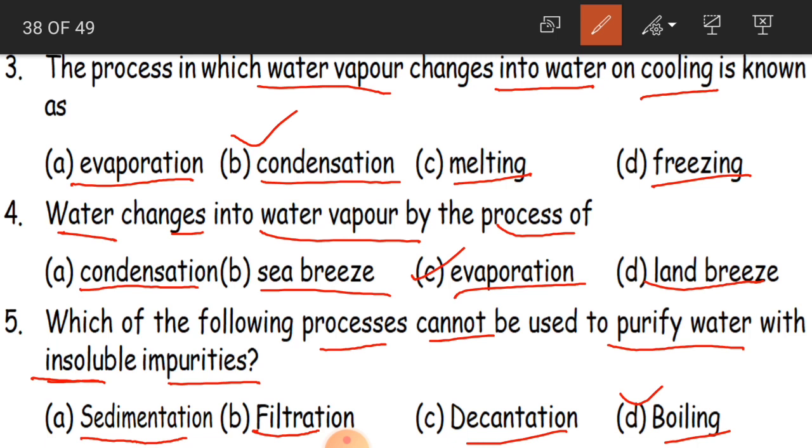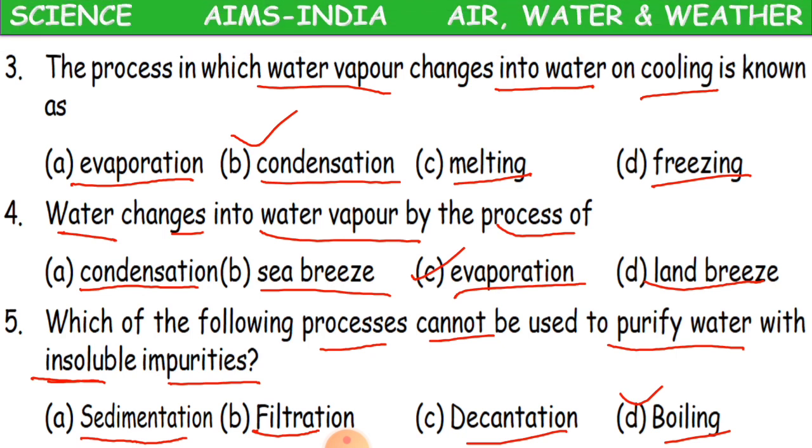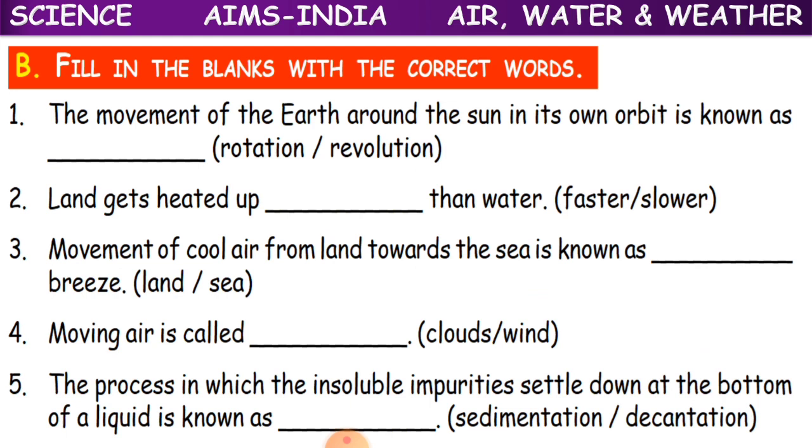By boiling water we cannot remove the insoluble impurities. We can just kill the germs in the water. Okay children, so this is the answer. And next exercise, that is B, fill in the blanks with the correct words.